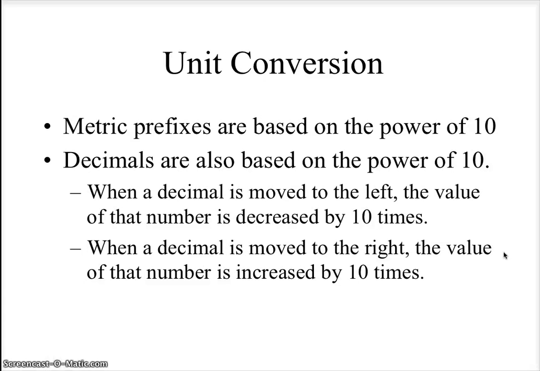Since the metric prefixes are based on the powers of 10, and the decimal system is also based on the powers of 10, we essentially would like to use decimal values so that we are able to move the decimal point to the left or to the right to increase or decrease the value by a factor of 10, which is basically what we mean by the powers of 10 for the metric prefixes. So in order to convert our units in metrics, we simply have to move the decimal point to the left or to the right. Now the trick is to know which way to move the decimal point. That's where our practice has to come in.